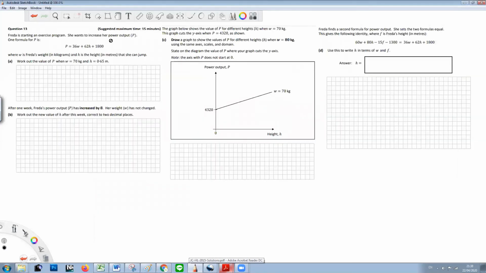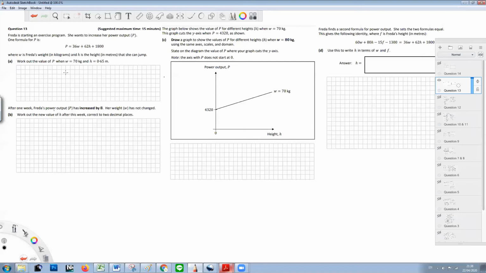Okay, 13 then. Frida is starting an exercise program. She wanted to increase her power output P. One formula for P is P equals 36W plus 62H plus 1800, where W is Frida's weight in kilograms and H is the height in meters that she can jump. So we're just given some equation for P, and this is the equation that she has. And basically it says work out the value of P when W is 70 and H is 0.65. So for the first one, we're simply just going to work it out by subbing in those numbers. So we have P is equal to 36 times 70 plus 62 times 0.65 plus 1800.